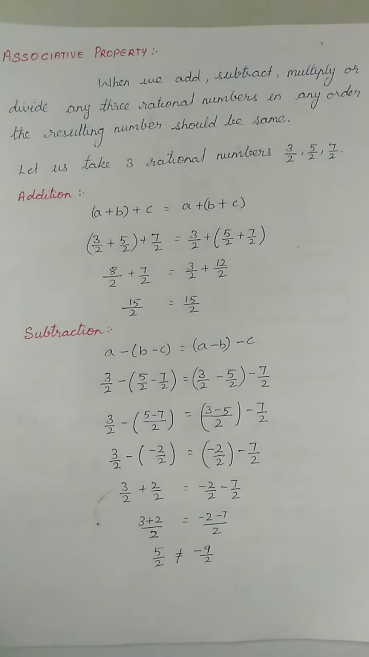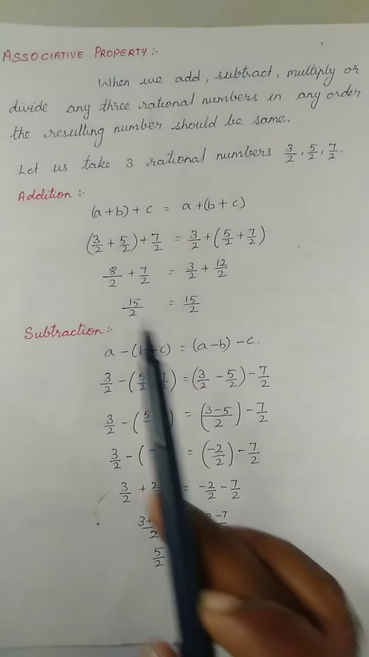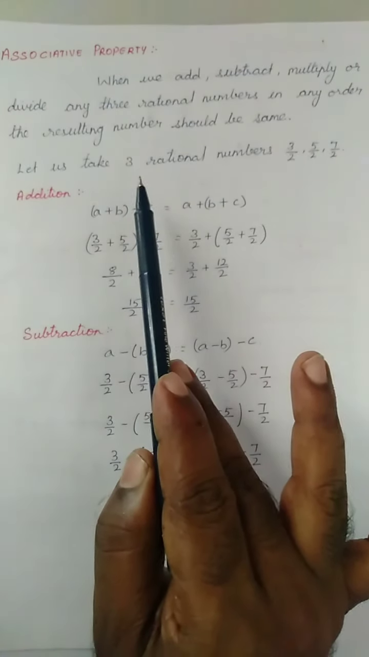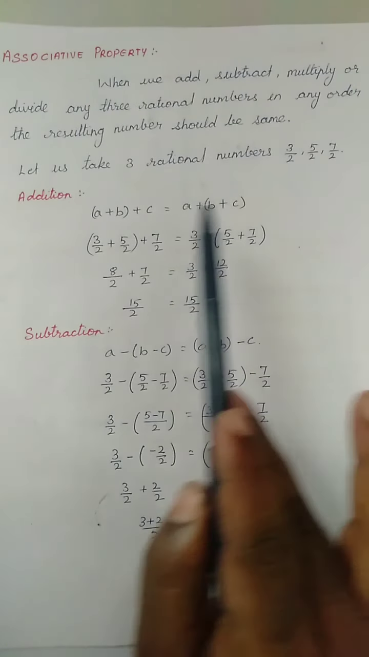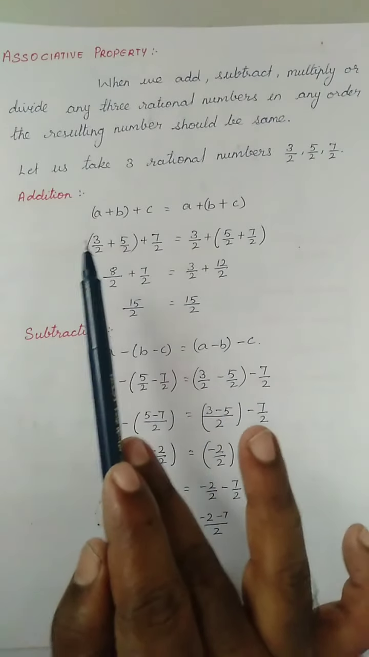Associative property. When we add, subtract, multiply or divide any three rational numbers in any order, the resulting number should be the same. Again, I'll read it. Associative property states that when we add or subtract, multiply or divide any three rational numbers in any order, the resulting number should be the same. For that, let us take three rational numbers, 3 by 2, 5 by 2 and 7 by 2. Let us check with addition property.